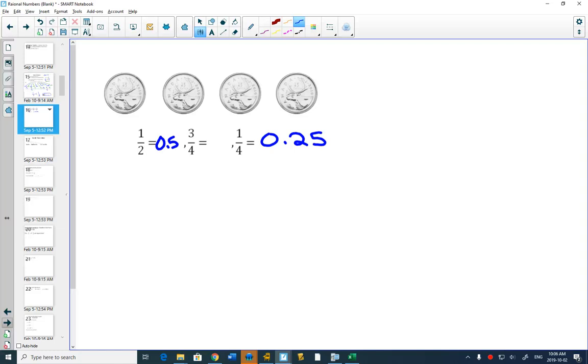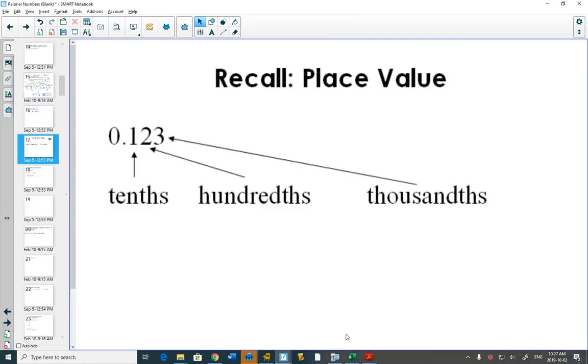And then if you have 3/4, how much money do you have? 75 cents. So these are some that you can do fairly easily in your head. And I'll give you some techniques later to be able to do some more in your head. But right now we're going to do some ordering practice.